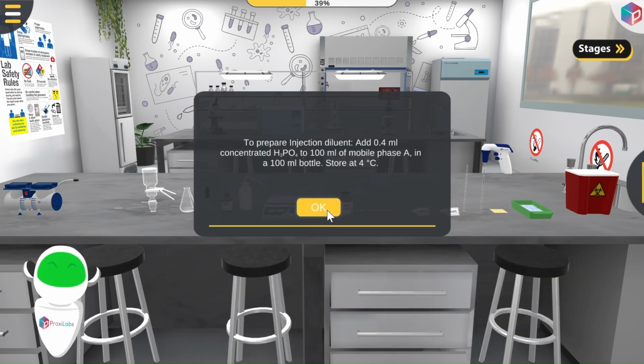To prepare injection diluent, add 0.4 milliliters of concentrated H3PO4 to 100 milliliters of mobile phase A in a 100 milliliter bottle. Store at 4 degrees Celsius.